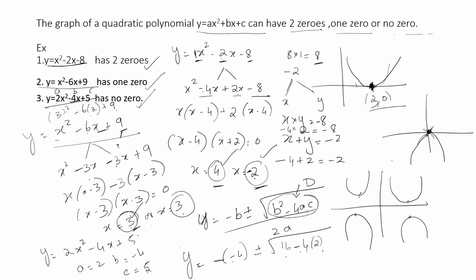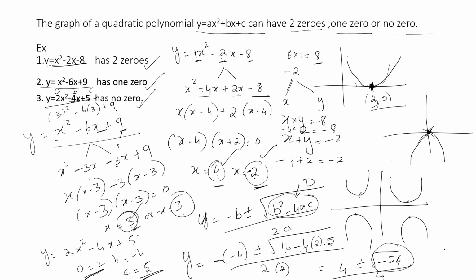minus 4 into what is a term? A term is 2, c term is 5. So here 5. Okay, then 2 into a term is 2. So if you calculate this, you can understand. 2 into 5 is 10, 4 into 10 is 40. 16 minus 40, you are getting some negative term in this. 24. Okay, so you are getting 4 plus or minus root of minus 24 by 4. So in this way, can you find the root of this?